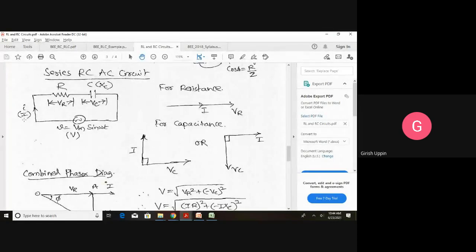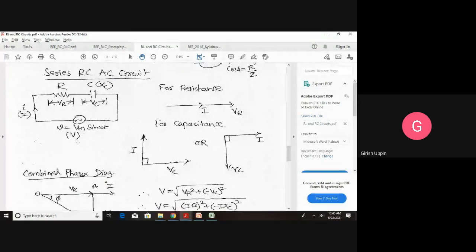Now, for the analysis purpose, whatever the voltage V that is applied across this series combination will get dropped across both the components. The voltage across the resistor is VR, voltage across the capacitance is VC. Now, the phasor sum of VR and VC will be equal to the applied voltage.